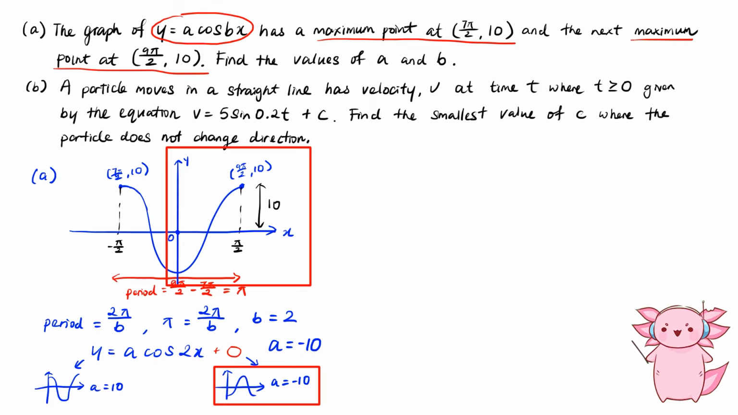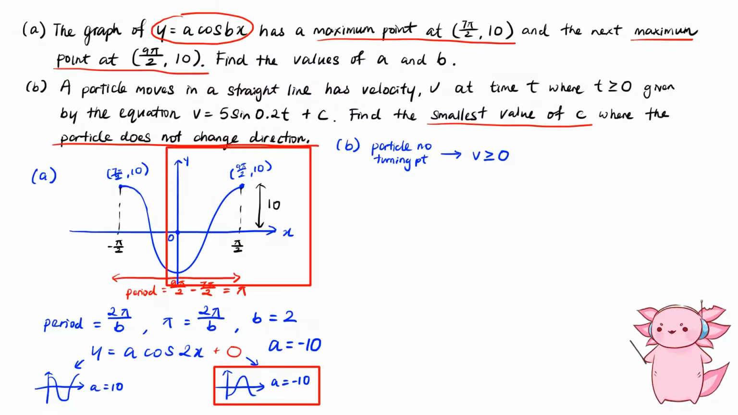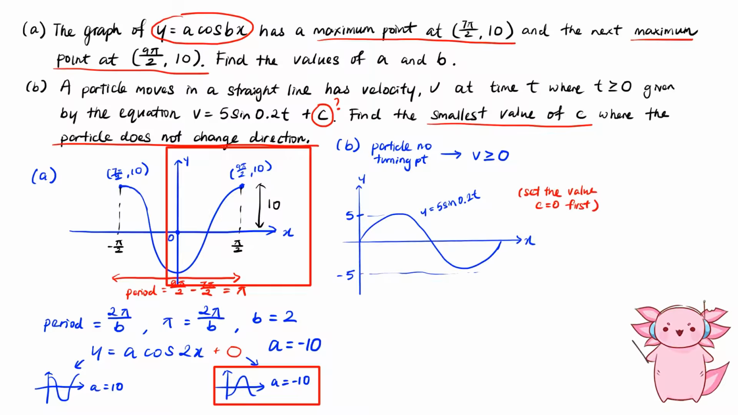Now for this kinematics question, it's asking for the conditions of C where the particle moves in a straight line and never turns around. So we know that V always has to be positive, so V is greater than or equals to 0. Now even though we don't know this C value, let's quickly sketch out the Trigo graph, which is a sine curve, and it looks something like this.